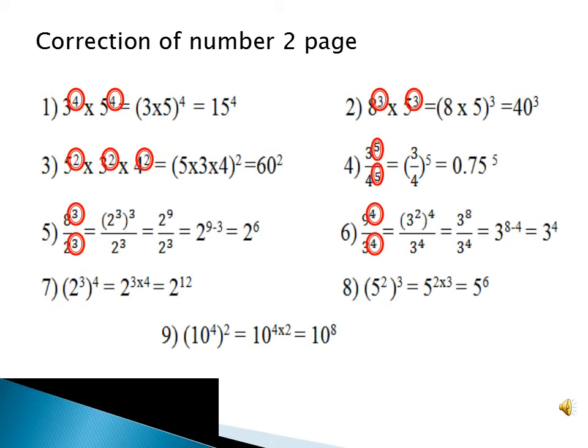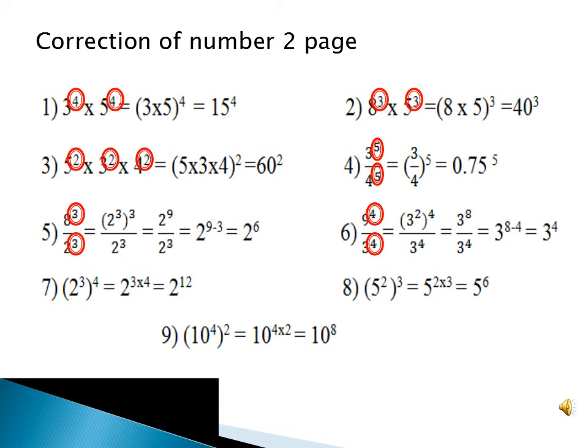Okay, it becomes 3 power 8 over 3 power 4 equals 3 power 8 minus 4 equals 3 power 4. So here we subtract the powers according to the rules of power that we took. We can decompose the number as you see here, and we can also solve it as we have different bases and the same power. Both methods or solutions are correct.